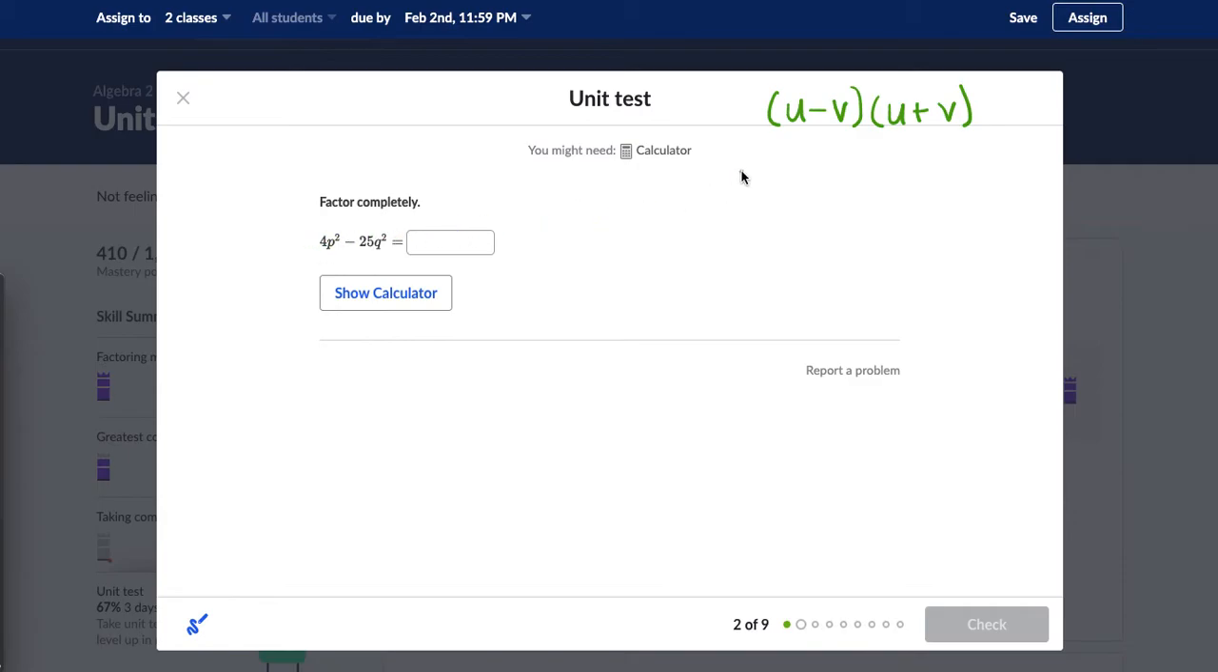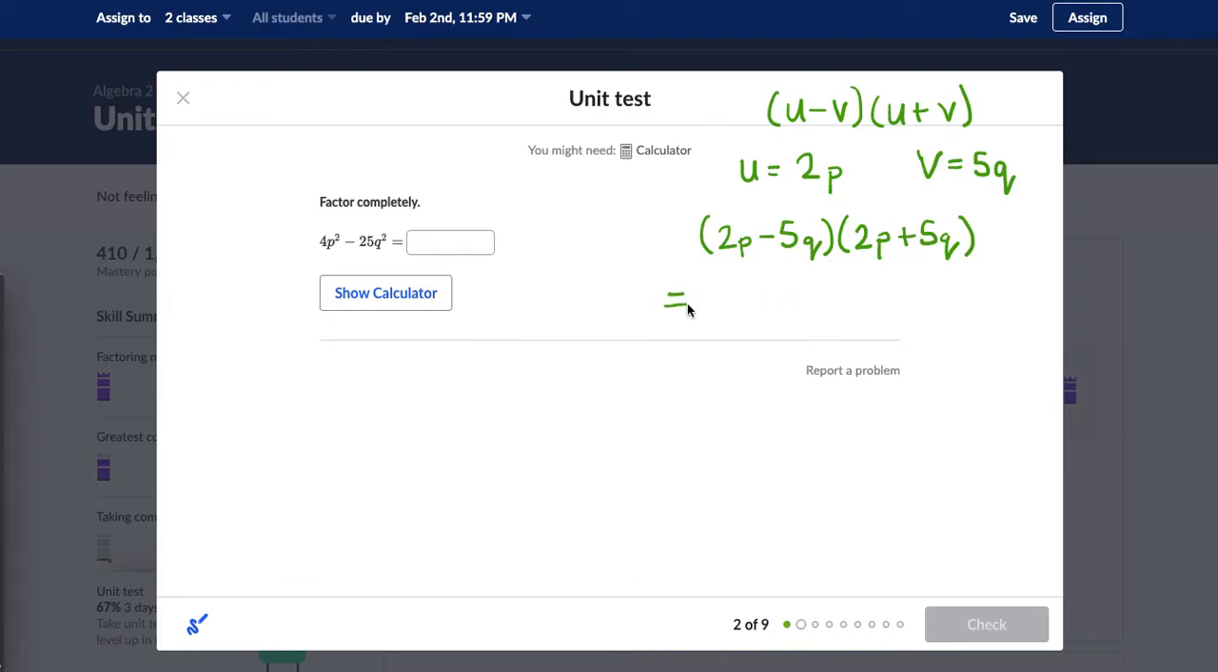So u is going to be equal to, well, the square root of 4 is 2, and the square root of p is just p, and v is going to be equal to the square root of 25 is 5, and the square root of q is simply q. Okay, so let's test this out. We're being asked to factor it completely anyway. So we're looking here, therefore, at 2p minus 5q and 2p plus 5q. So this is what we're claiming to be our factors, okay?